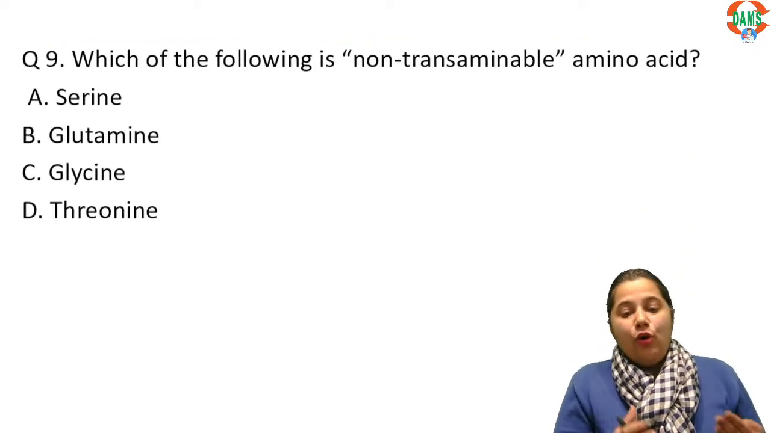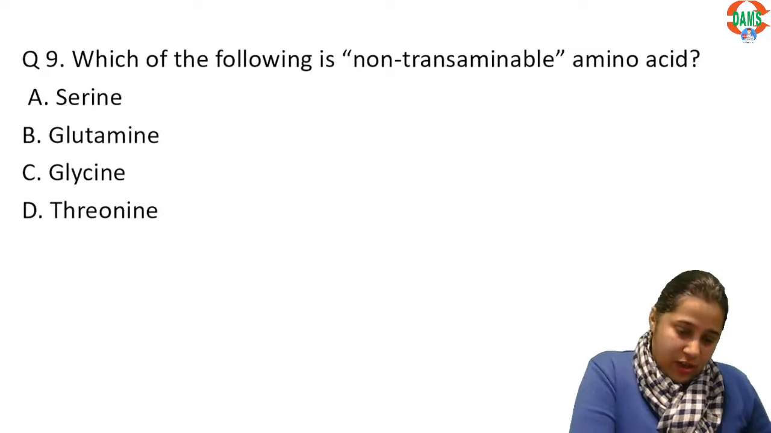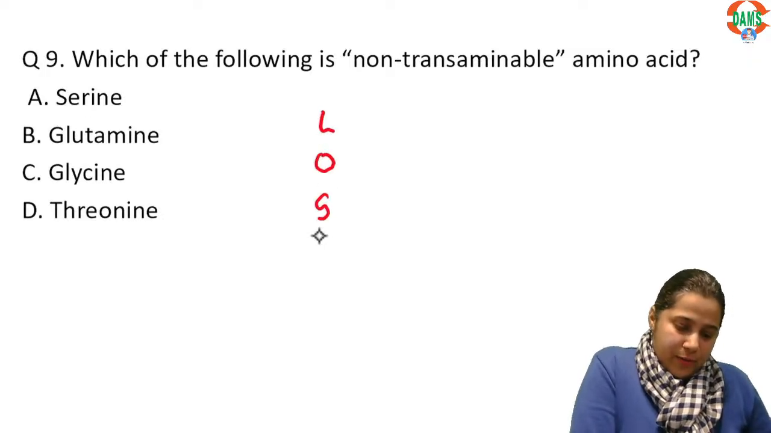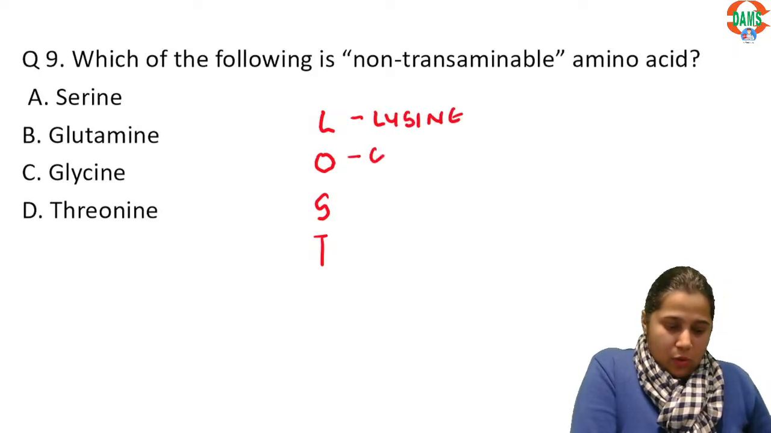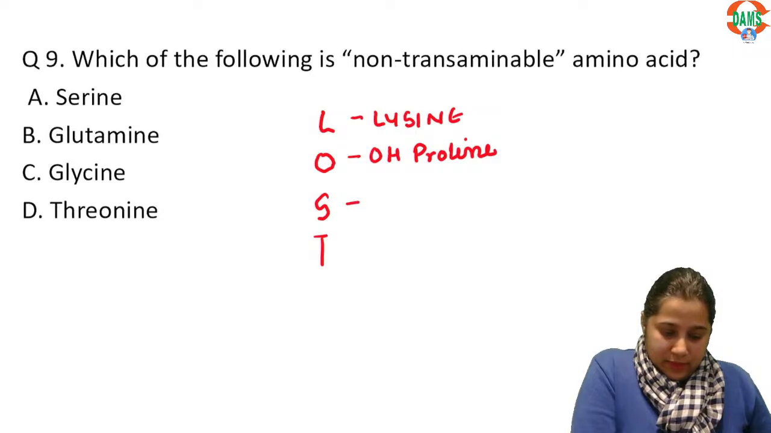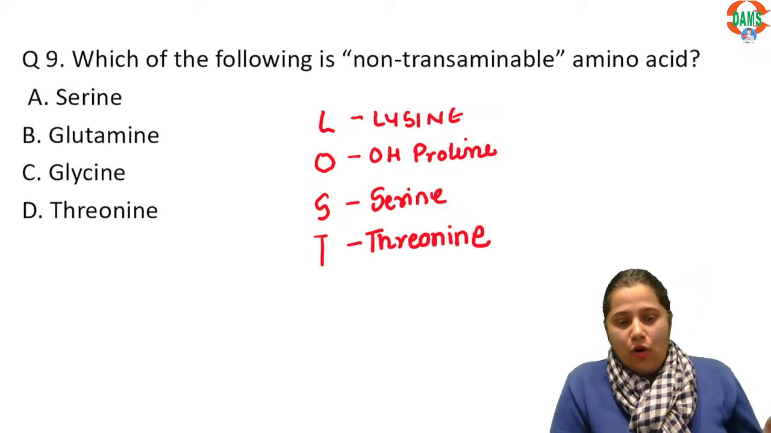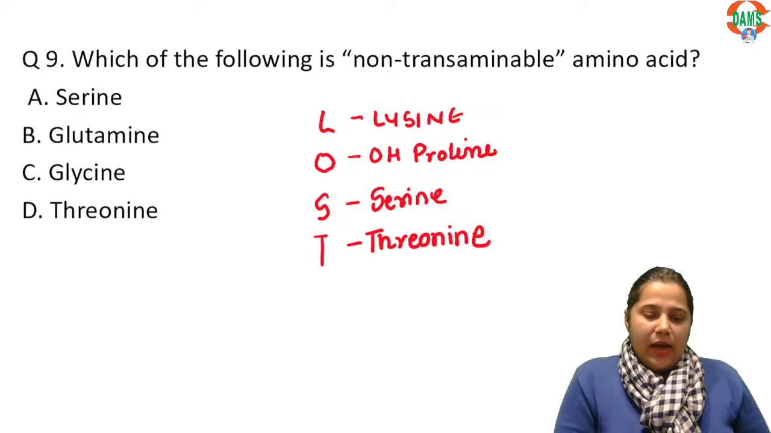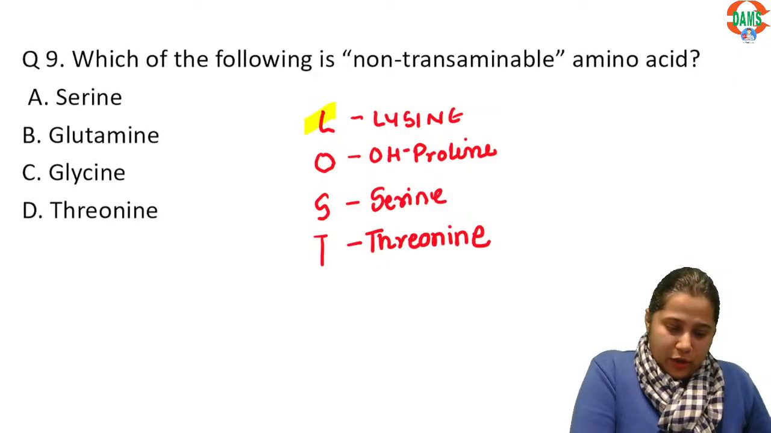Question number 9. Which of the following is non-transaminable? Those which have lost the property of transamination. The mnemonic is LOST. L, lysine. O, hydroxyproline. S, serine. T, threonine. These are the 4 amino acids which have lost the power to transaminate. I have purposefully added the OH group here so that it will fit into the mnemonic LOST.